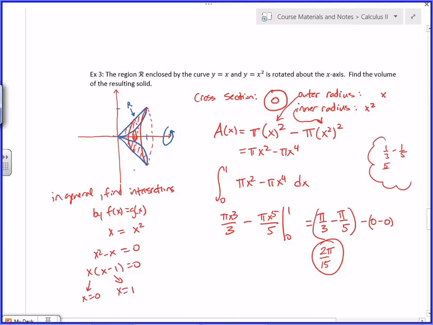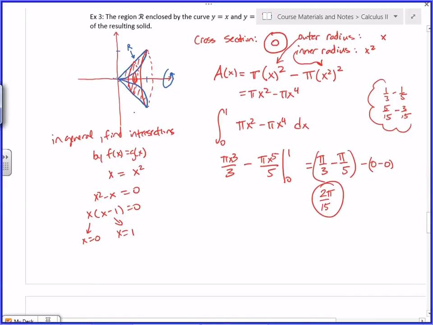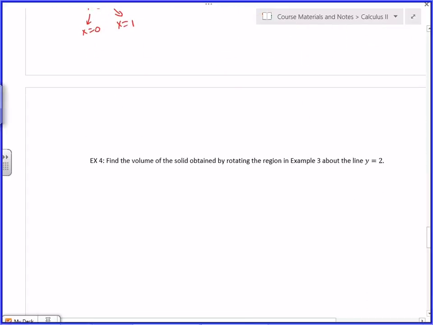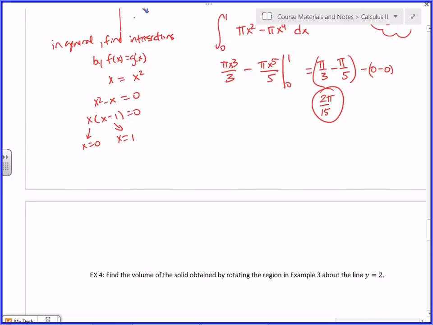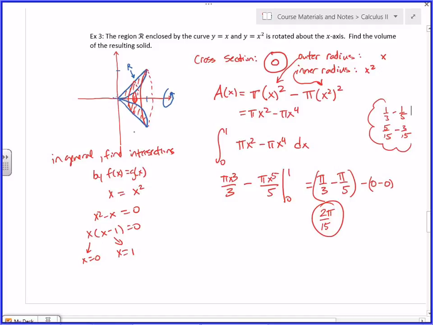Right, 5/15 minus 3/15 gives us 2 pi 15, or 2/15 times, and then the pi, I just add back in. Okay, so next question is similar, but it says take the same region and rotate it about the line y equals 2. Not even the y-axis, but now some other line.